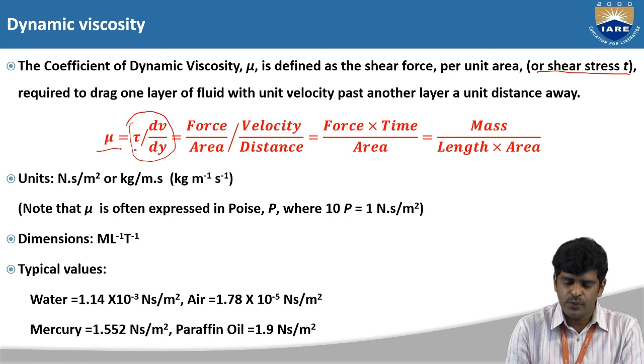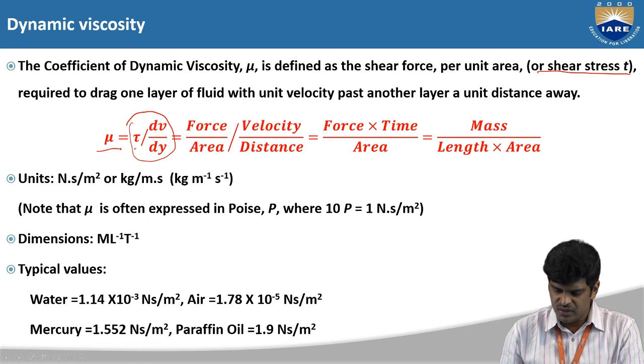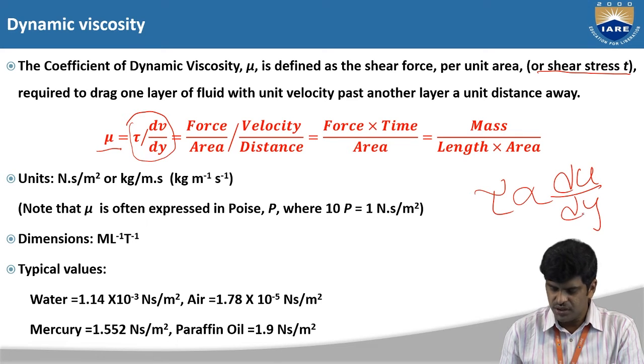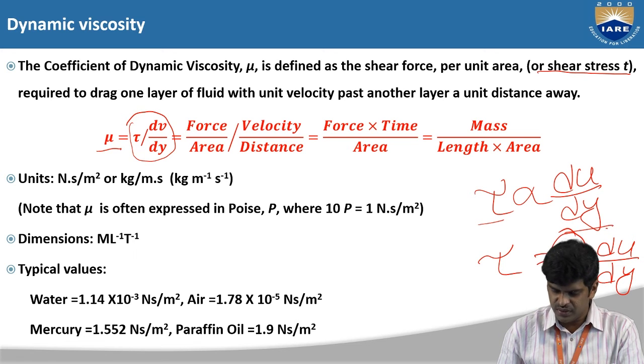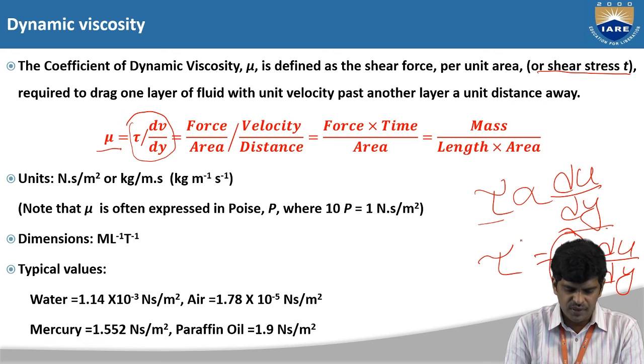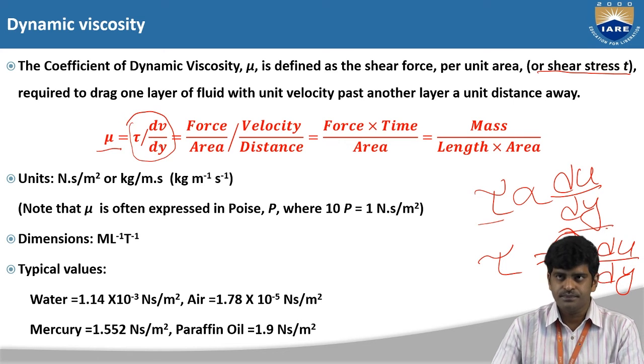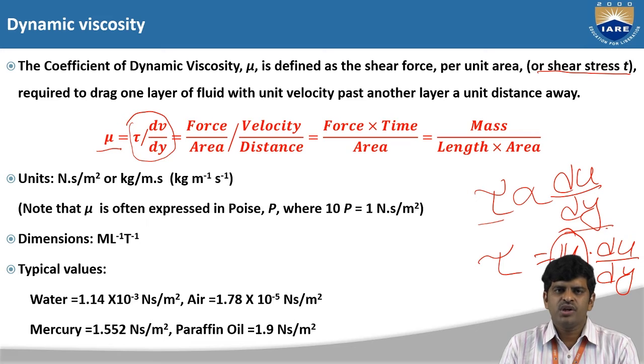How do we come across this equation? Basically, from Newton's law of viscosity, we know that tau is directly proportional to du by dy. Tau is called the shear stress, and du by dy is called the rate of deformation with respect to velocity. In order to remove the proportionality constant, we say tau is equal to mu into du by dy, as we are calculating the coefficient of dynamic viscosity. So mu equals tau over du by dy. Its units are expressed as Newton second per meter square, or kilogram per meter second.